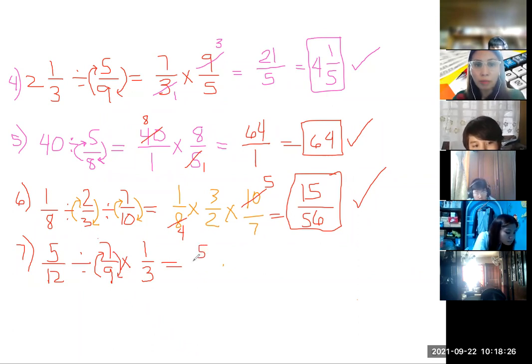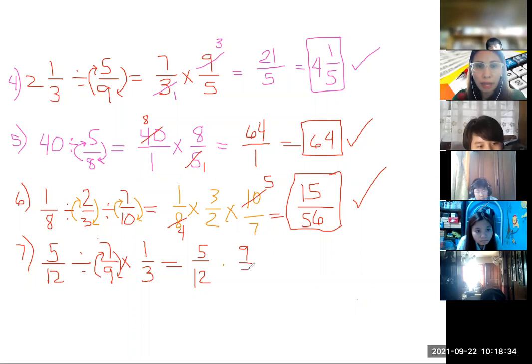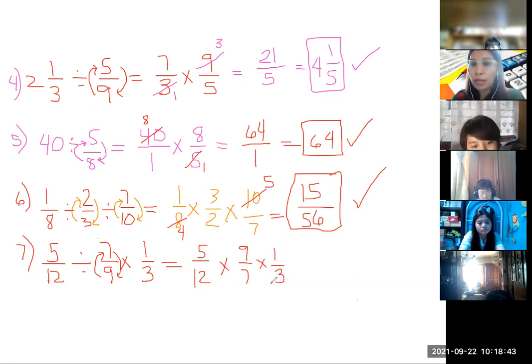So copy 5 over 12. Invert first, so it becomes 9 over 7. Then proceed to multiplication, and copy 1/3. Again, we only invert when it is beside a division operation.